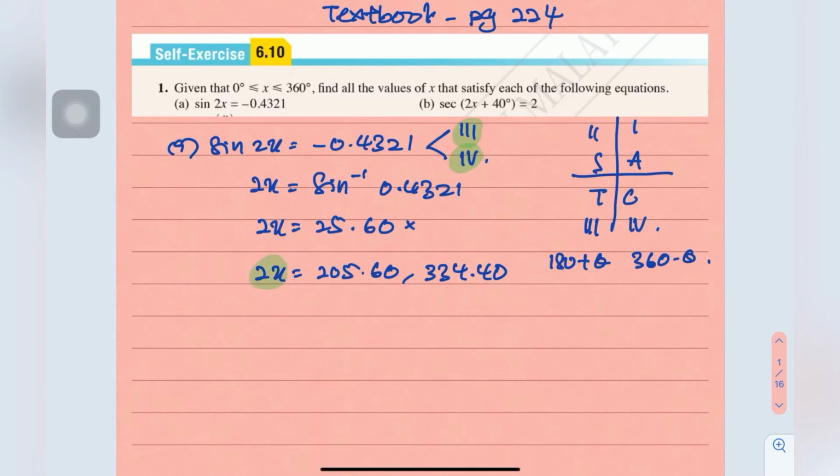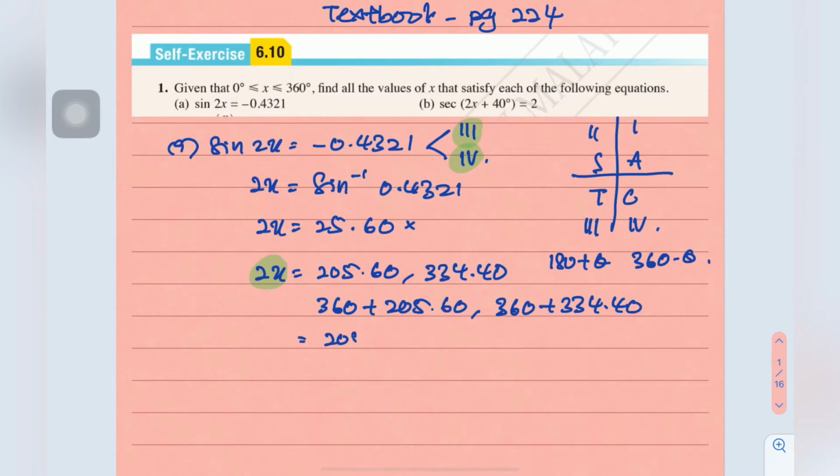But this angle has two cycles, meaning that we have to add another 360 degrees. So 360 plus 205.60 and 360 plus 334.40. So this one is 205.60, 334.40, and this one is 565.60 and 694.40. Okay, so this is 2x.